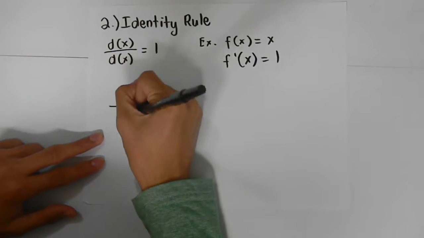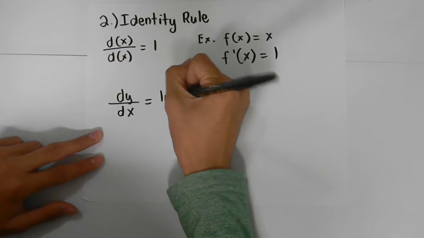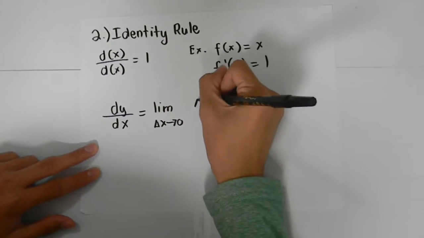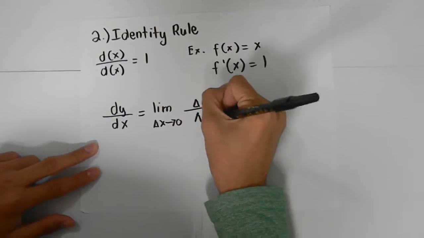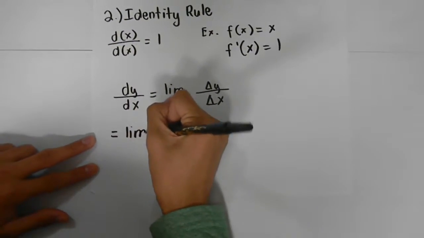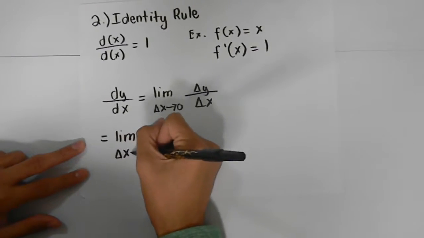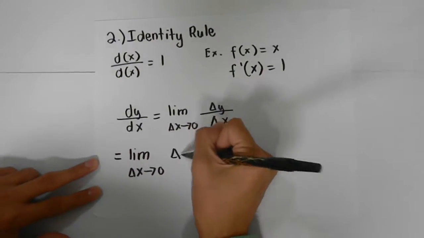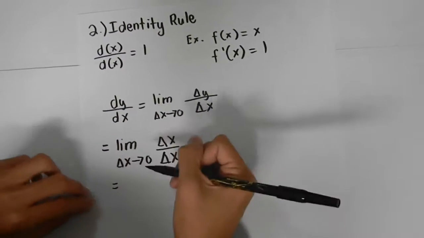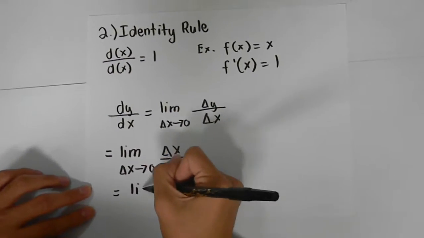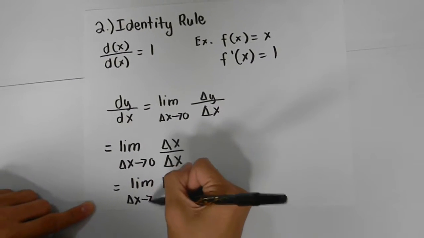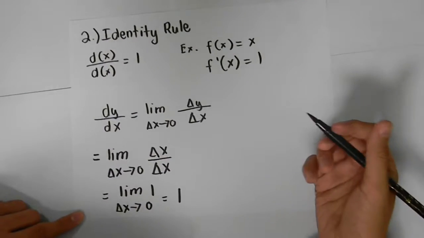1. Using Leibniz notation, dy over dx is equal to the limit of delta y over delta x as delta x approaches 0. And since the values of y and x are identical, it is also equal to the limit of delta x over delta x as delta x approaches 0. By doing some cancellation, it can be simplified as the limit of 1 as delta x approaches 0, which is equal to 1.